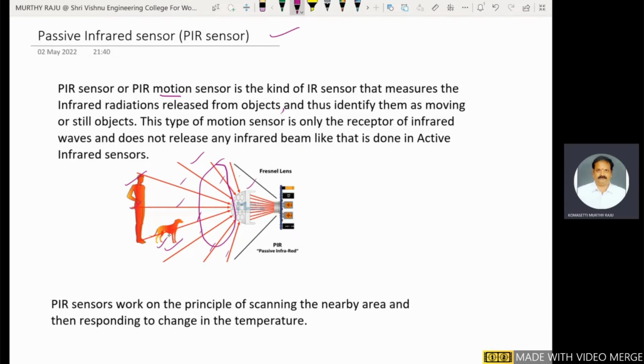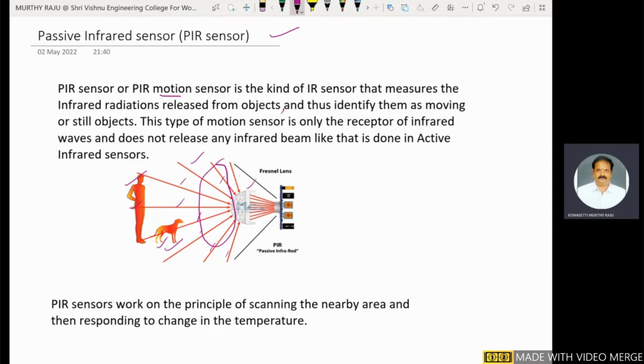These two objects must be in a moving condition only. Then only this PIR motion sensor measures the infrared radiations released from these living objects in moving condition. This type of motion sensor is only the receptor of infrared waves. It receives the infrared radiations from living objects which are in moving condition, but does not release any infrared beam.